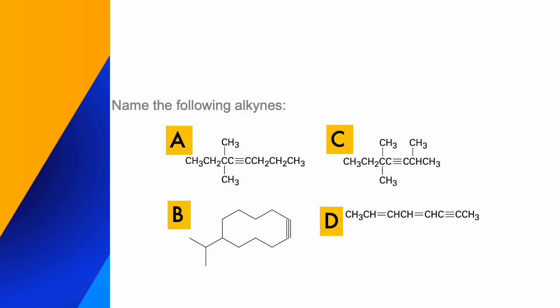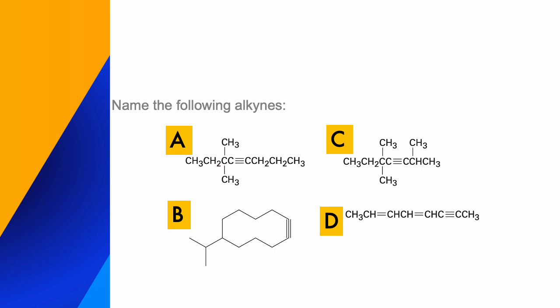For letter B rather, we have a structural formula, and our consideration would be: are we going to use the closed cyclic structure of carbon, or are we going to use this branch of carbon as our alkyl?